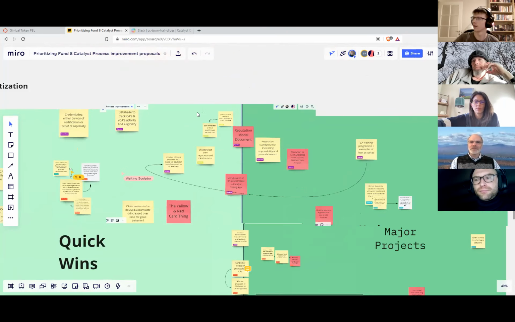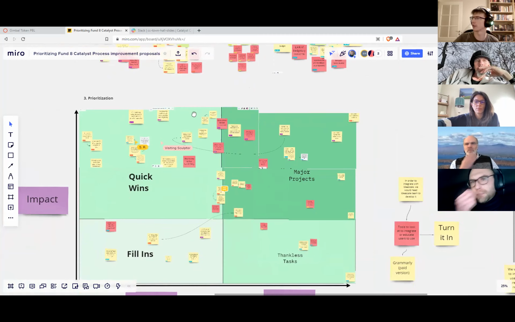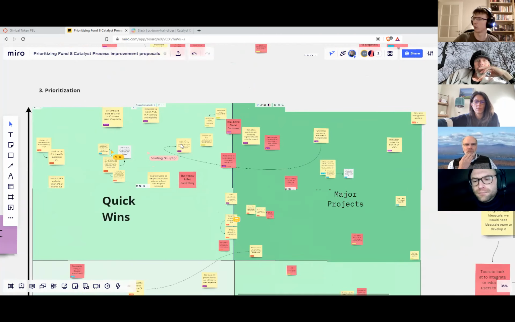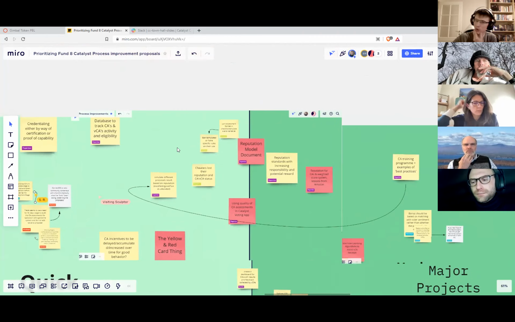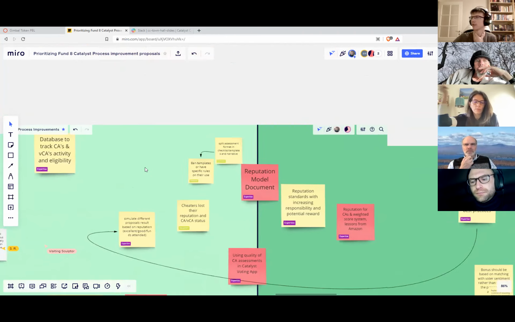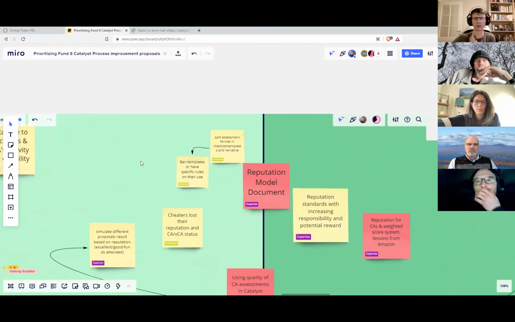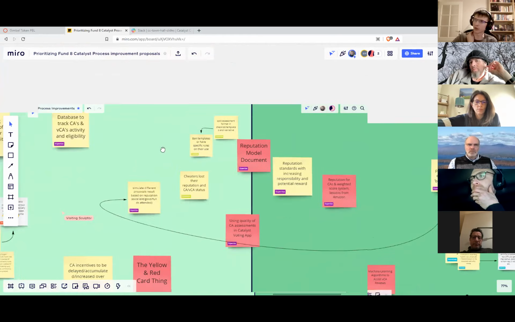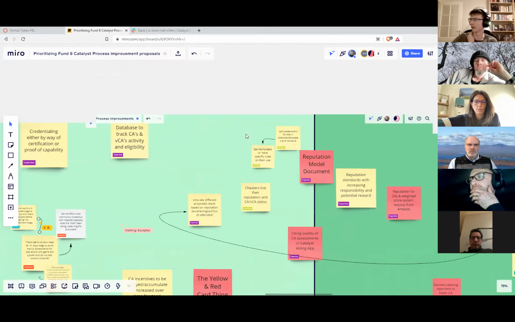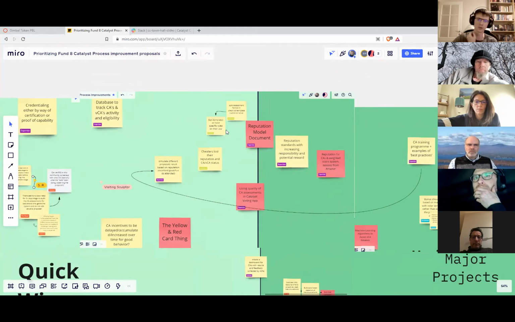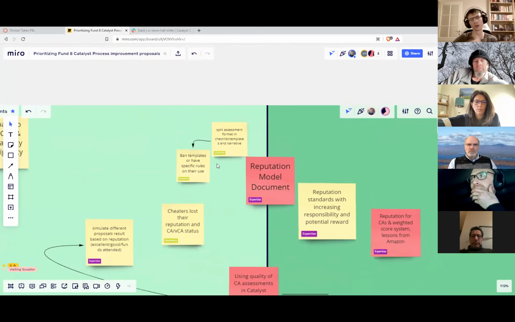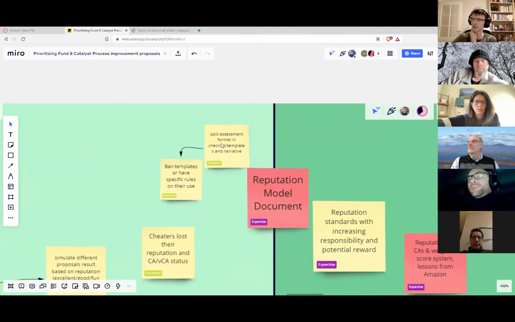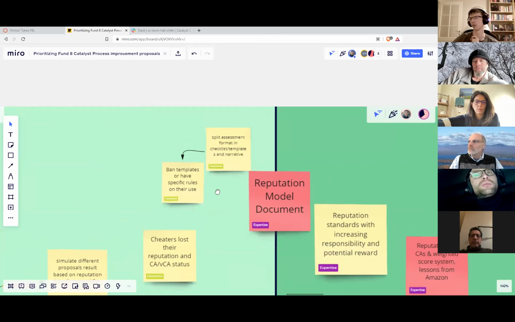It's so informative. Yep. Well, I skimmed through a bit of these sticky notes, and one thing we haven't discussed thoroughly yet, and I would like your input on, is an idea in the high impact, quick wins category, though I'm not really sure we should do it: a split assessment format in a checklist template, but ban templates or have specific rules on their use.